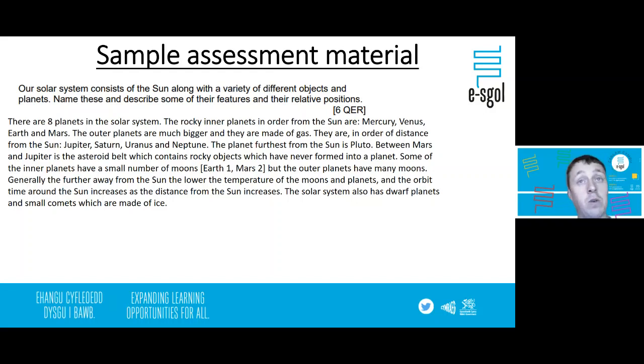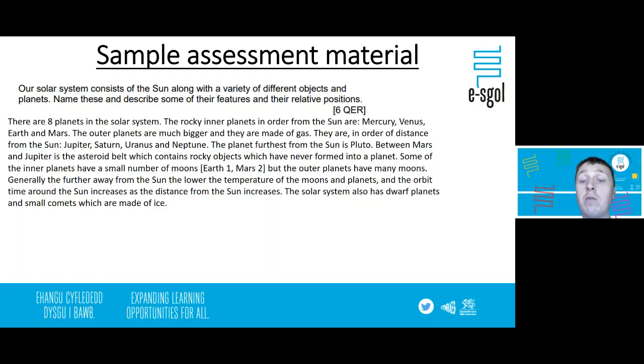So there are 8 planets in the solar system. The rocky inner planets in order from the Sun are Mercury, Venus, Earth and Mars. The outer planets are much bigger and they are made of gas. They are, in order of distance from the Sun, Jupiter, Saturn, Uranus and Neptune.